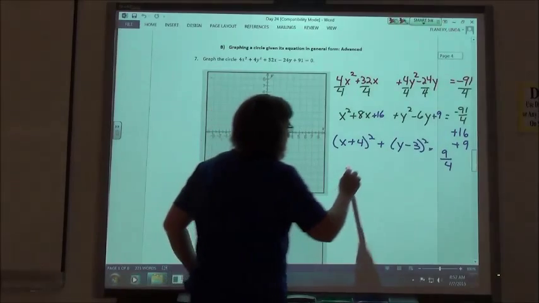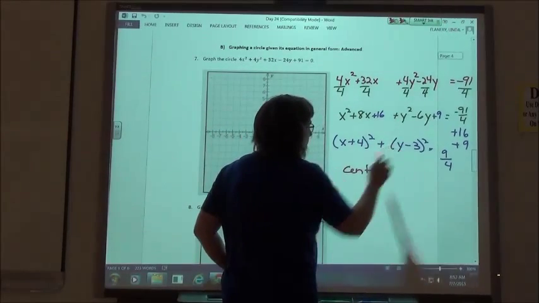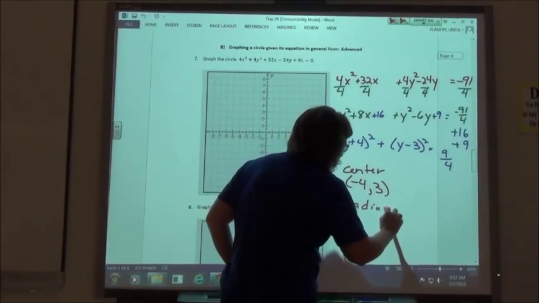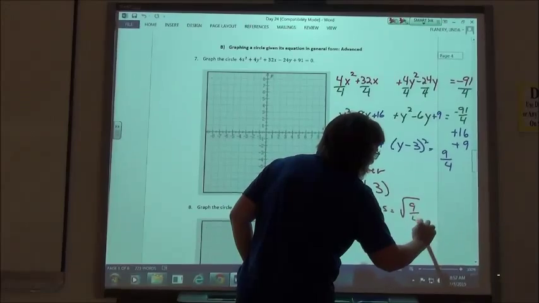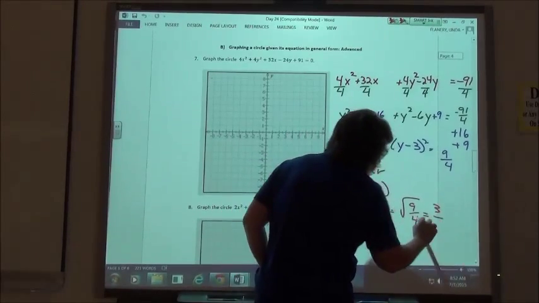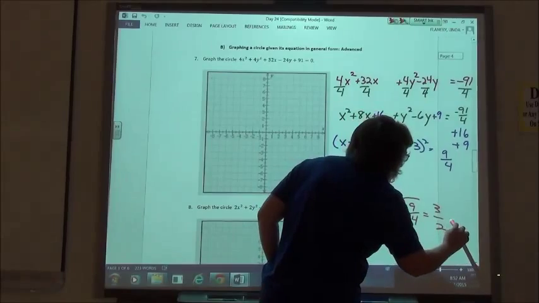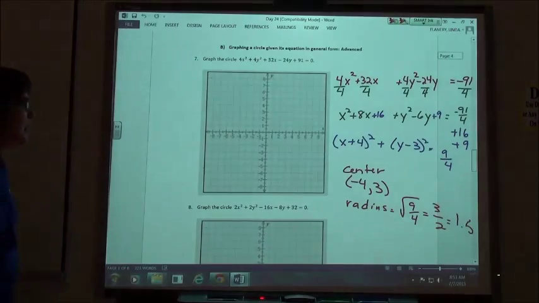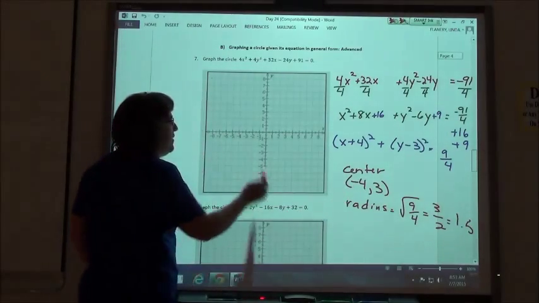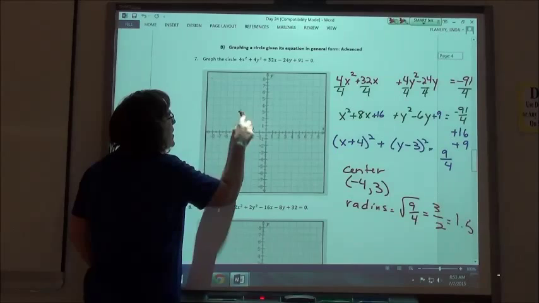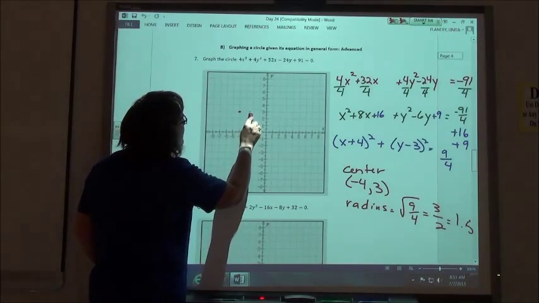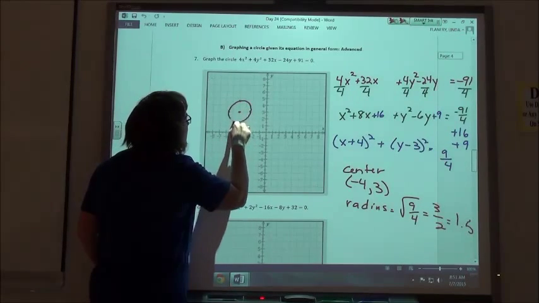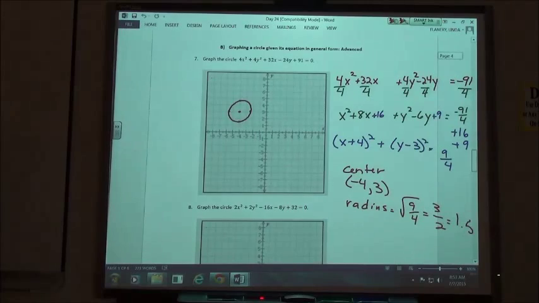So my center on this one is going to be at negative 4, positive 3. My radius is going to be the square root of 9 fourths. Well, the square root of 9 is 3. The square root of 4 is 2. 3 over 2 is 1.5. So my center, negative 4, positive 3. Then I'm going to move over 1.5 all the way around my dot, and my circle would look something sort of like that.